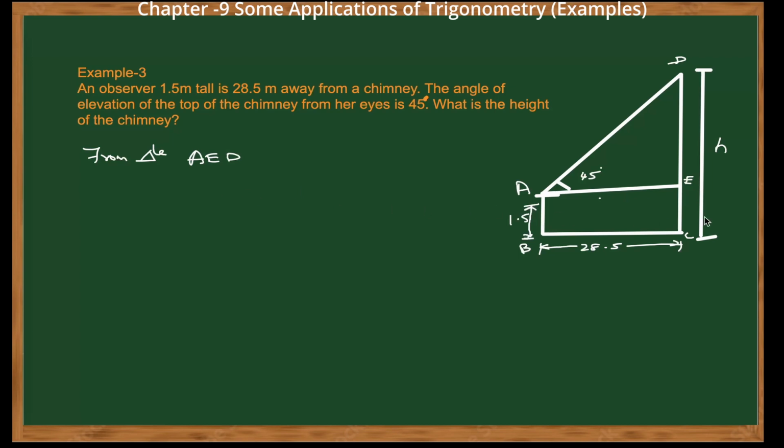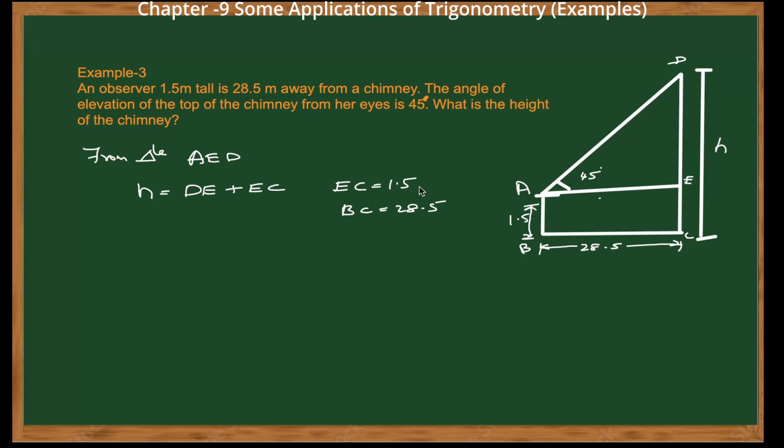To find the height, we need DE plus EC. So we know EC. EC is equal to 1.5, which is the same distance here, right? And we know BC. BC is equal to 28.5. This is the data we have.